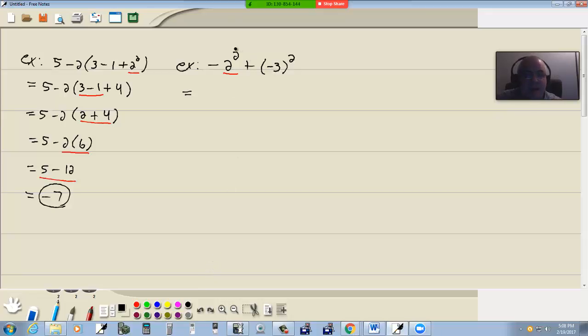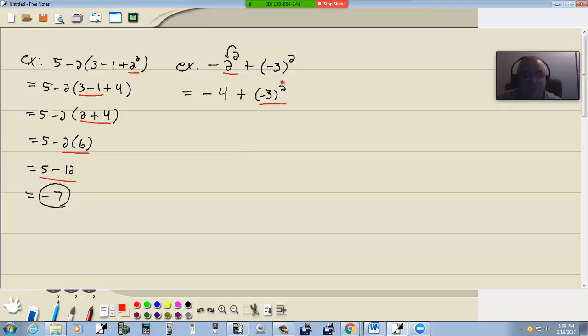Then it affects everything inside the parentheses. So this second power here only affects the 2. It does not affect the negative. The negative just carries down. 2 squared, 2 times 2 is 4. Plus negative 3 squared. Now we still have one more exponent.